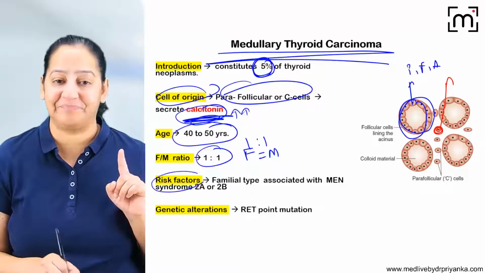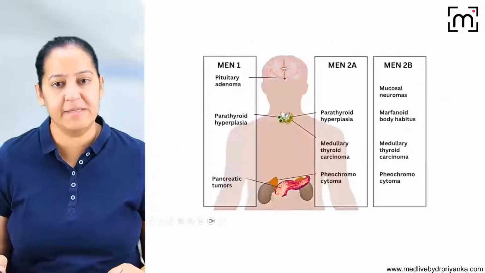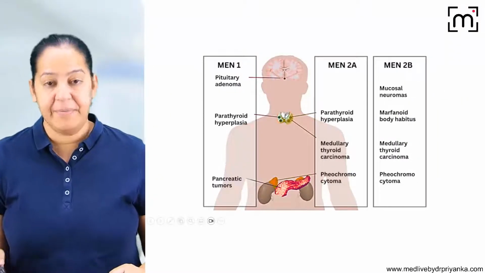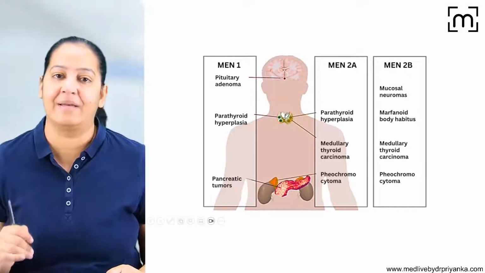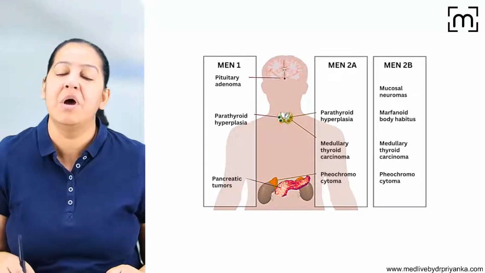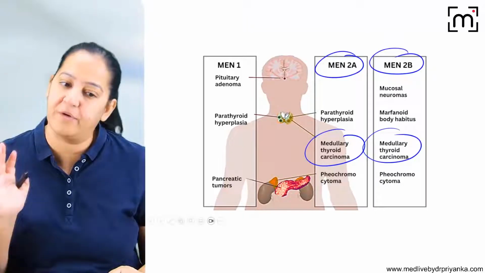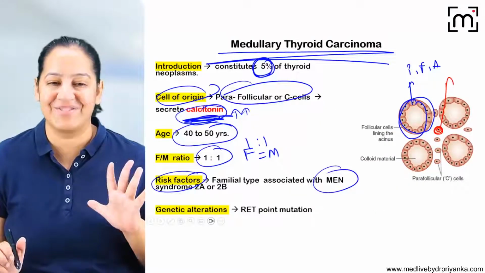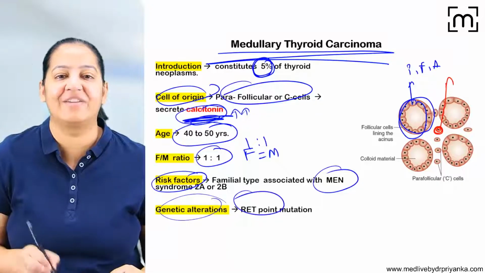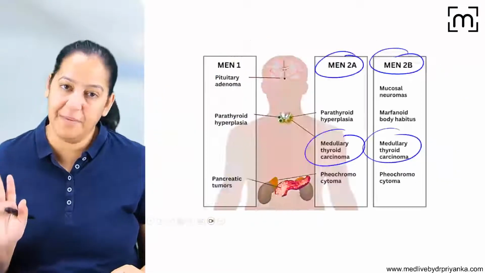What is the risk factor? It is associated with MEN syndrome. There is a separate video of mine on MEN, so I request you to watch that video also. You will understand in MEN 2A and MEN 2B, medullary carcinoma of thyroid is a component of the MEN syndrome. So risk factor is the MEN syndrome. And genetic alteration, it is the RET gene which is mutated. The name of the gene is RET.